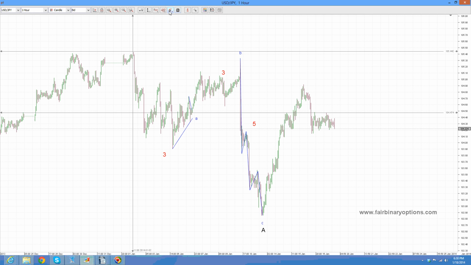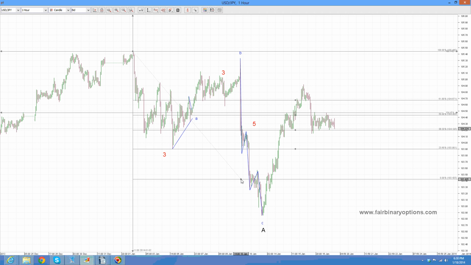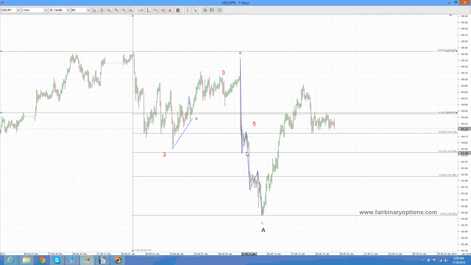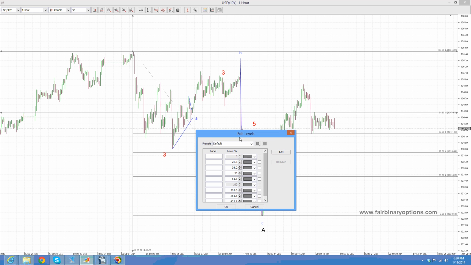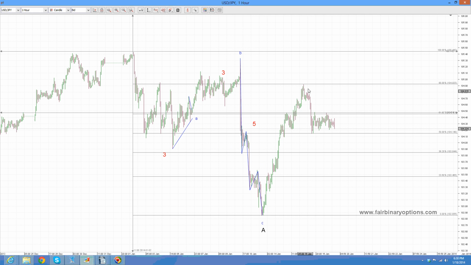In a contracting triangle, it is mandatory for price to retrace at least 50% of the previous wave. In our case here, as you can see, if you add some levels here, you are seeing that. Let's try to edit levels and add some level, let's say 80%. Okay, so 80% almost retrace, so more than 61.8, more than that. And take into consideration that this move is channeling too well, I would say that our B wave here is already completed.